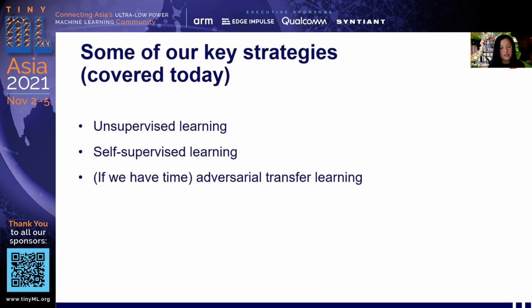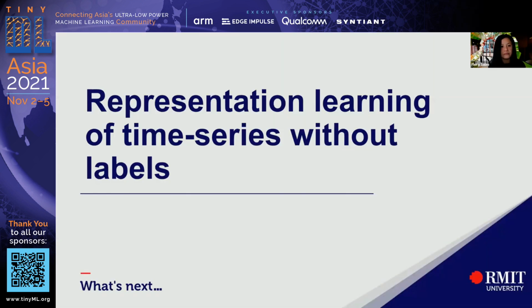Now, there are some key strategies that I'll cover today. First is unsupervised learning, really briefly. Then self-supervised learning, which is some of the state-of-the-art work coming from our lab in the past two years. And if we have time, I'll talk about adversarial transfer learning, but maybe I won't. Let's start with representation learning of time series without labels.